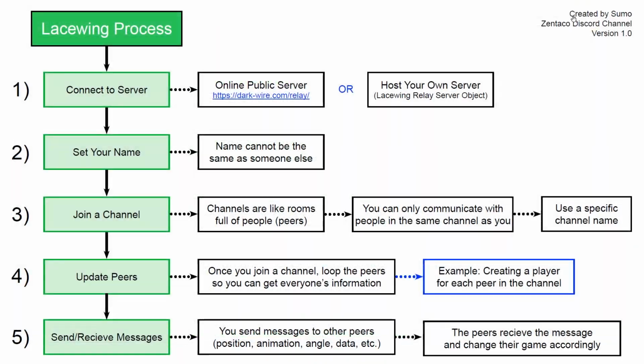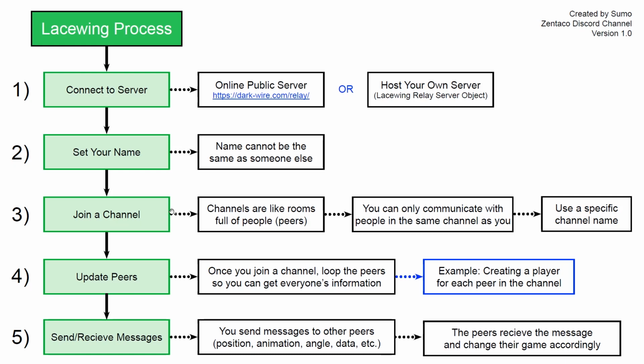If you wanted to create your own server, you would use the Lacewing relay server object. Today though, I'm just going to be using one of the online public servers from Darkwire's website. So after you connect to the IP address, you would then set your name. The name cannot be the same as anyone else's on the channel that you're going to be in, so it should be something unique. After your name is set correctly and there's no problems, you would then join a channel.